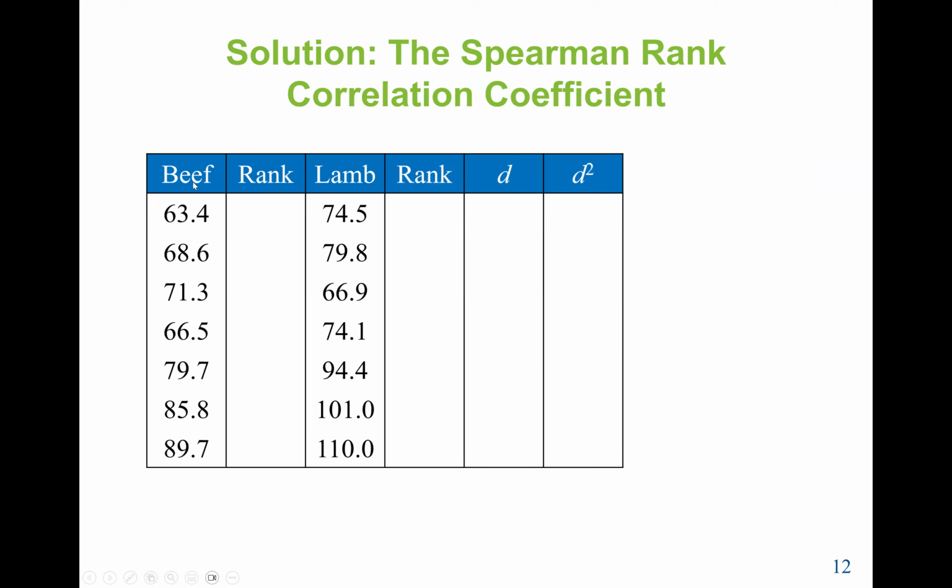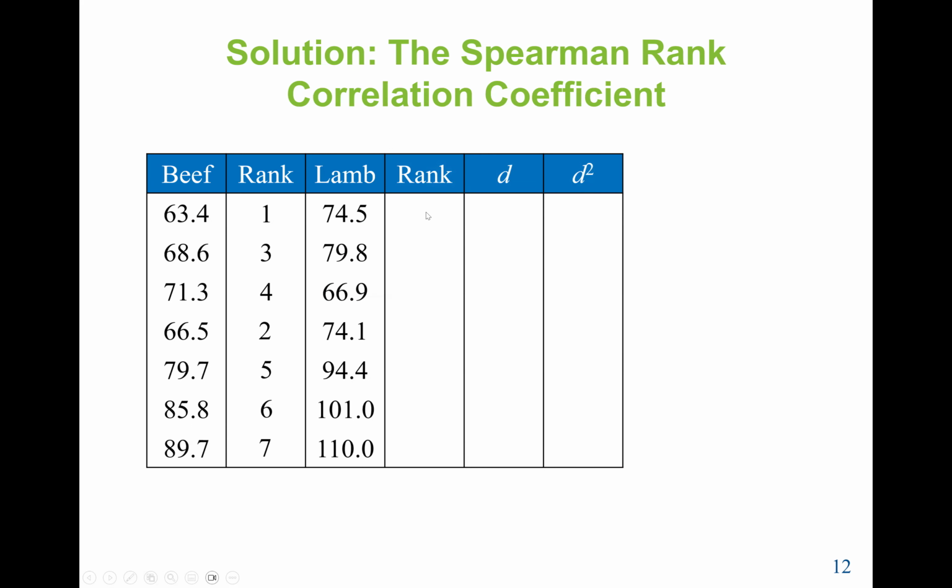So first we are going to rank the beef price. The lowest price will be 1 and the highest price will be 7. So it's in increasing order. So 63.4 is the lowest. The next lowest is 66.5. The next highest, 68.6. So it's increasing order from the lowest to the highest. So the highest value is 89.7. So that's number 7. Then the second highest is 85.8, number 6.